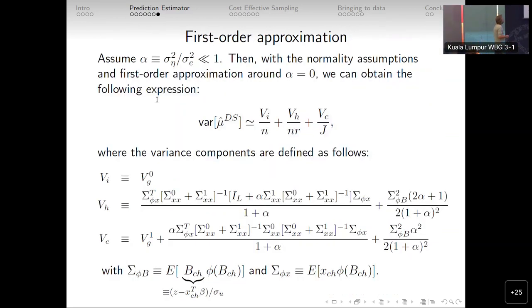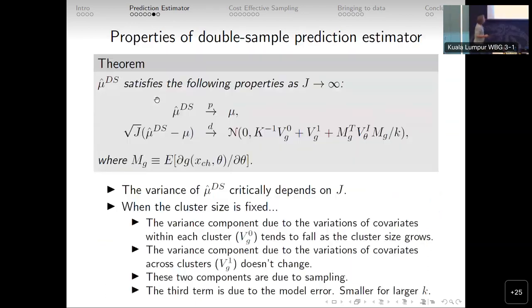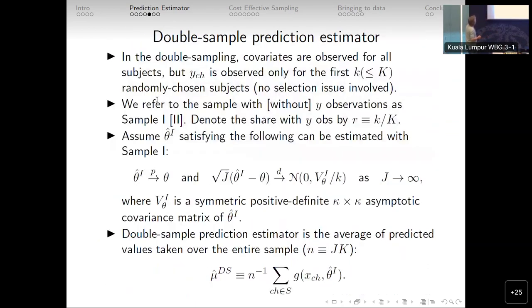So here we do a variance decomposition of this double sampling prediction estimator. So there is a term, sample variance, that scales with n. Did I not introduce r somewhere? Oh yeah, here, r. That's an important parameter.